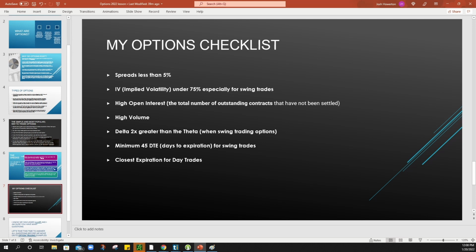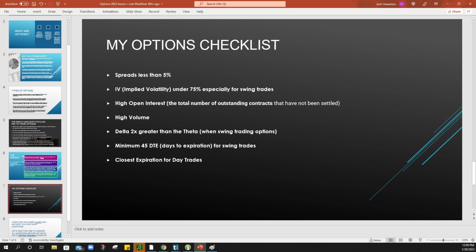The delta always needs to be 2 times greater than the theta, especially when swing trading options, okay? So if you're going to swing trade an option, please, please, please look at the delta against the theta. If the theta outweighs the delta, it's probably not a good one to swing trade, guys. Okay, you always want the delta, in my opinion, my rule, to be 2 times greater than the theta, mainly for swing trading options.